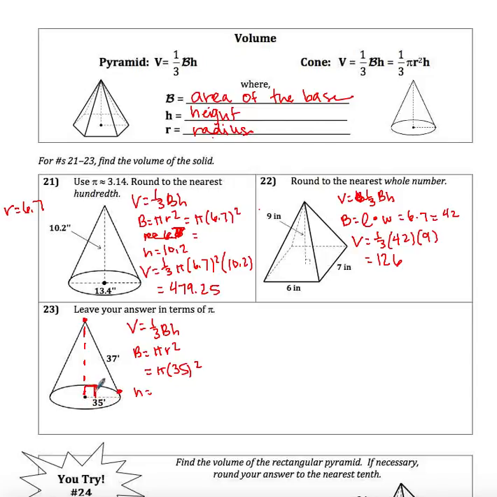Or if I'm thinking about this, remember my height's always going to come down and meet at a right angle. So what I really have is a right triangle. So I can go over here to the side and say, okay, if I have a right triangle where my base is 35, my hypotenuse is 37, using a squared plus b squared equals c squared, which is my Pythagorean theorem, I should be able to figure out what this value is right here. So let's let x be a. So I got x squared plus 35 squared equals 37 squared.